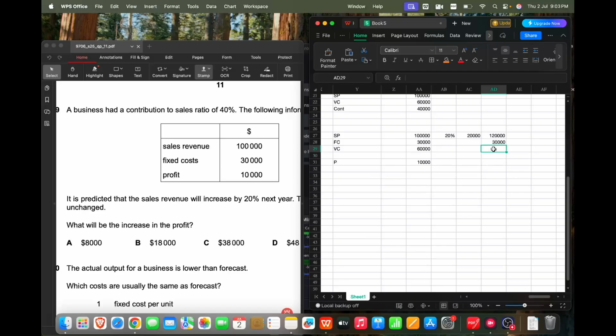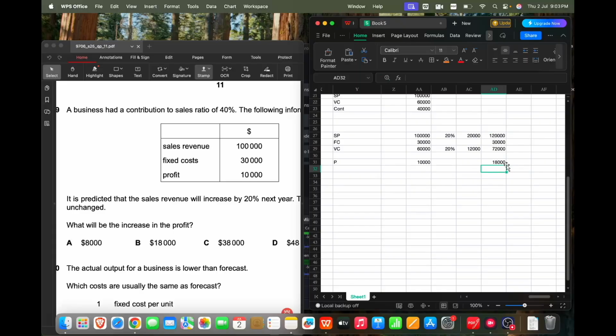But variable cost changes because we are selling more units. We need to produce more, so variable cost obviously changes, and it will change by exactly the same proportion as the sales because we need to produce exactly 20% more. So 20% of 60,000 is 12,000. When you add, the total would be 72,000. Now I have a fixed cost and a variable cost out here. If I subtract these two costs from the revenue, then I'll get the profit. So revenue minus fixed cost minus variable cost, and the profit is 18,000.